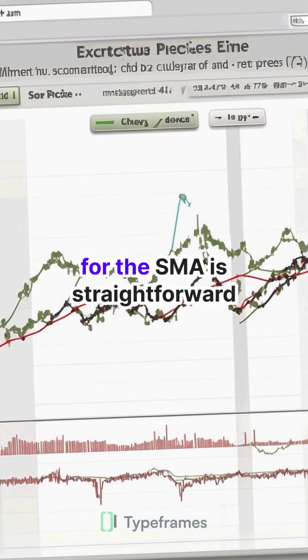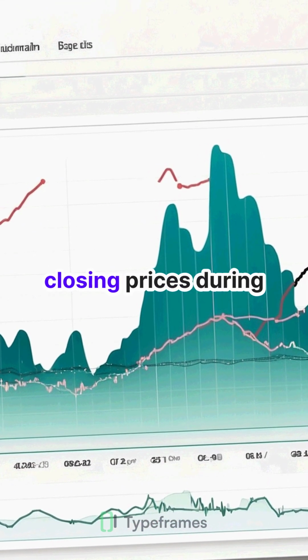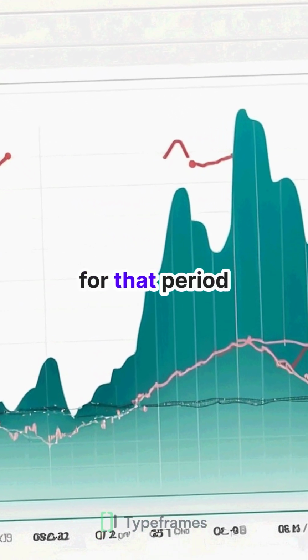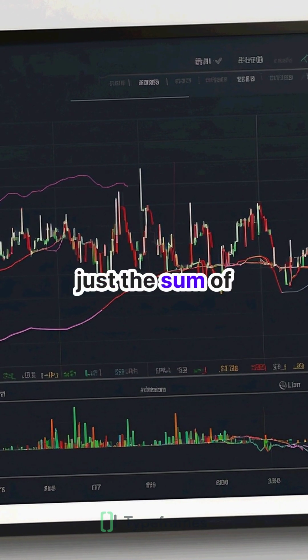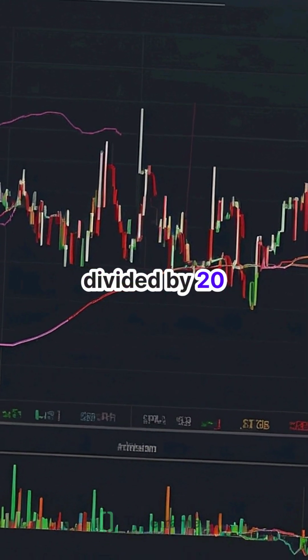The calculation for the SMA is straightforward. It is simply the sum of the stock's closing prices during a time period, divided by the number of observations for that period. For example, a 20-day SMA is just the sum of the closing prices for the past 20 trading days divided by 20.